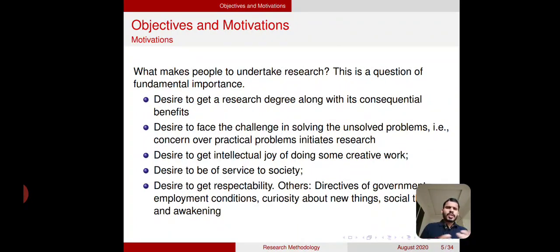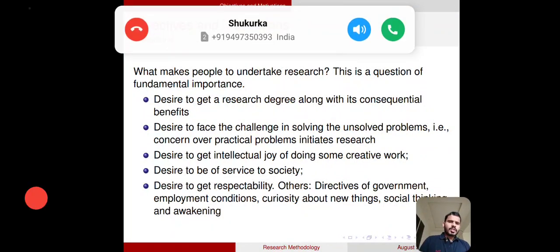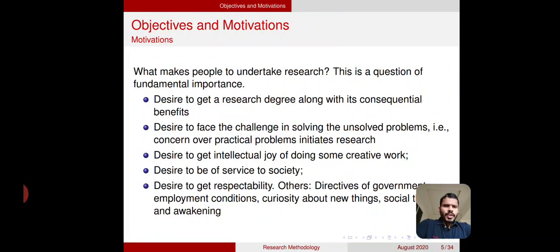The desire to get a research degree along with the consequential benefits, the desire to face a challenge in solving an unsolved problem, and concern over a practical problem initiating research. This is a very important motive. There are a lot of unsolved problems in front of us. Some people are very passionate and want to solve these problems. So in that way the motives are there: the desire to face the challenge in solving an unsolved problem, and the desire to get intellectual joy of doing some creative work.